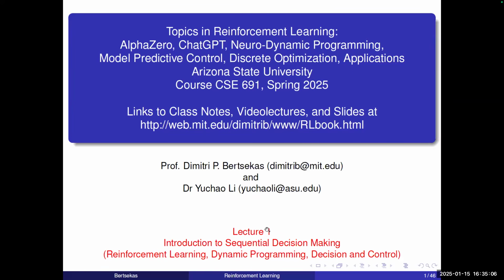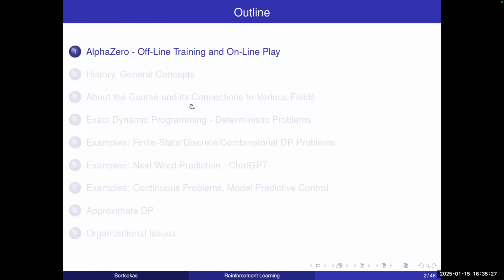In this lecture, we are going to have an introduction to the field. In particular, we're going to look at the connections between reinforcement learning and some other fields, dynamic programming, decision and control. And so let me give you my outline. I'm going to start with AlphaZero, a phenomenal chess program that came out a few years ago and forms a paradigm for what we're going to be covering in this class.